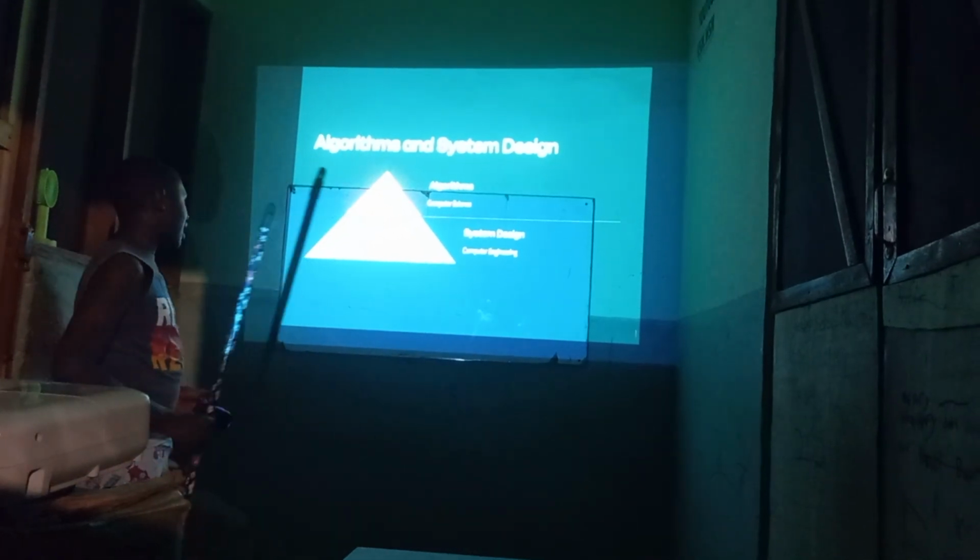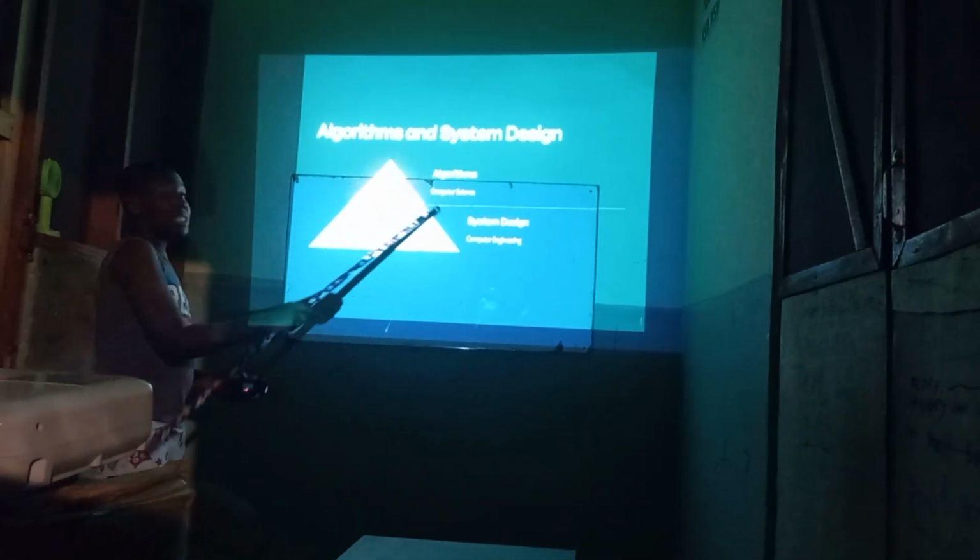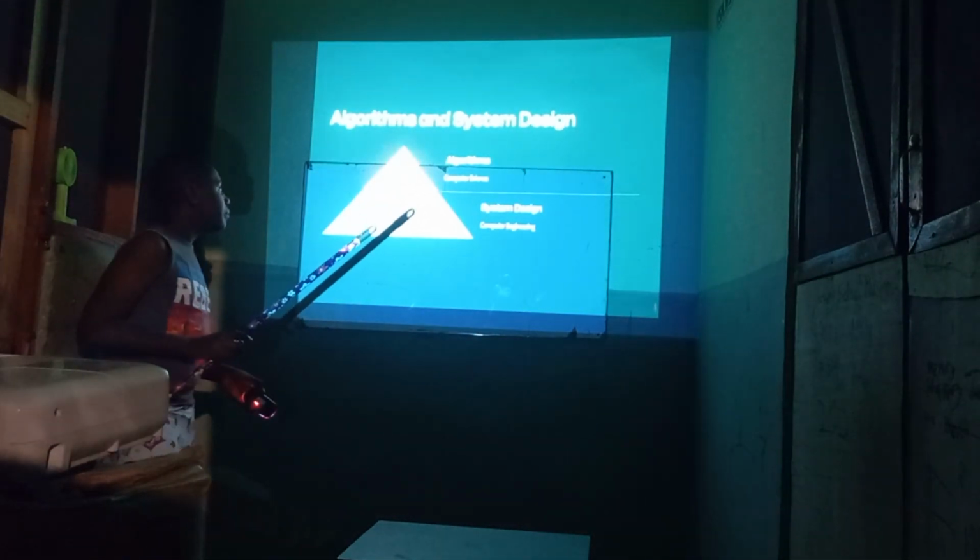Algorithms and system design. Algorithms is for computer science because it deals with machine learning and coding. The system design is the practical building of components, hardware, input, and processes.